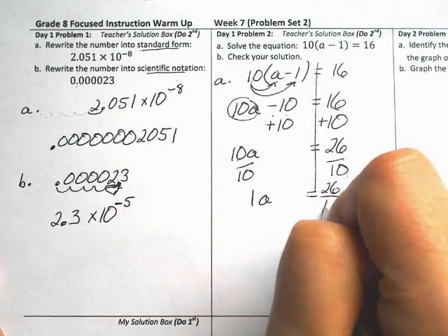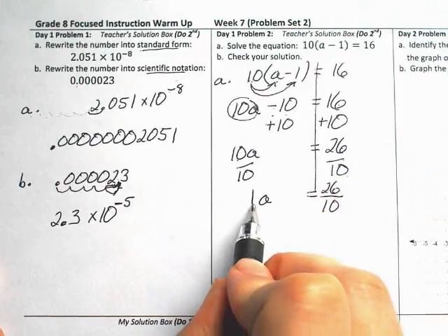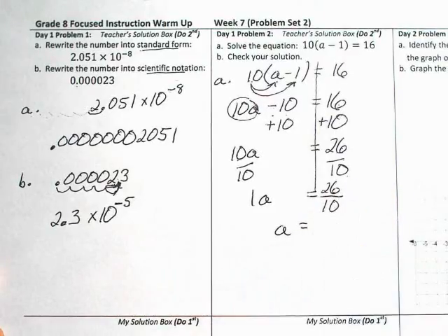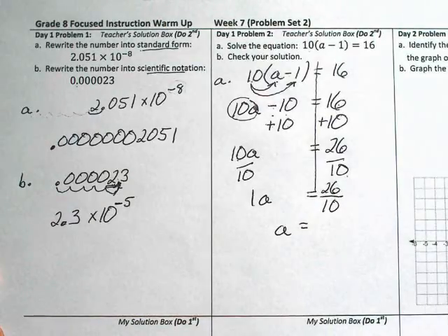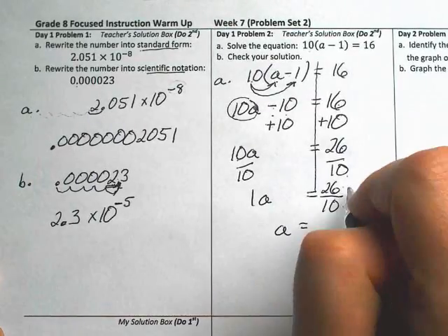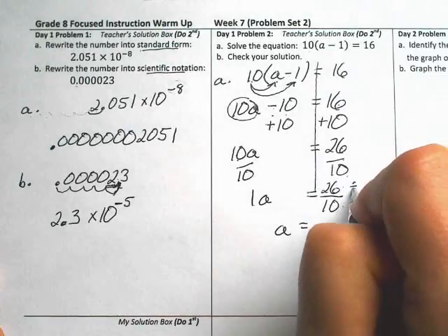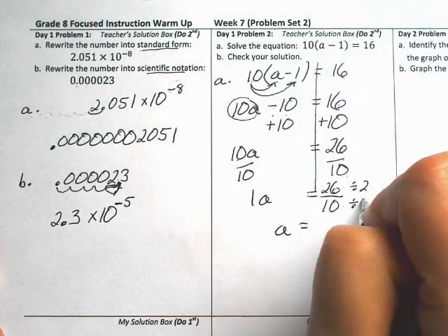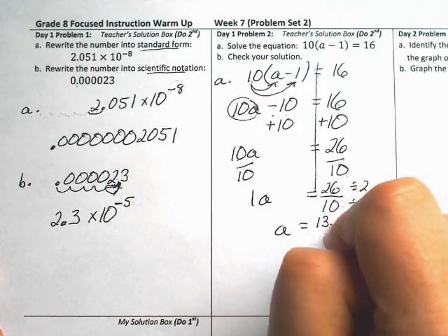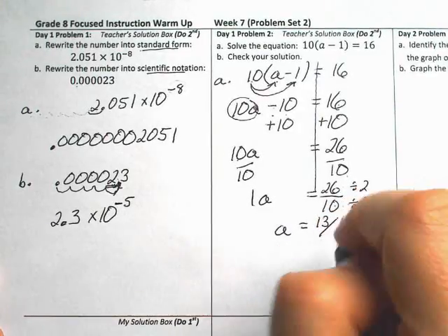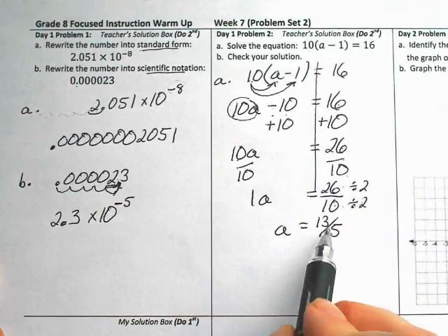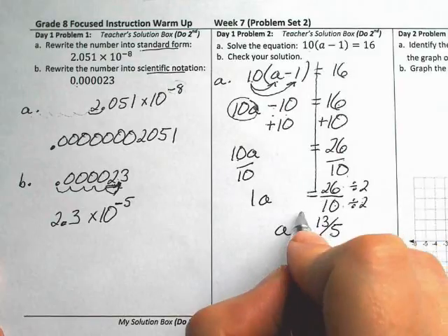26 over 10. 1a is the same thing as a, equals 26 tenths. 26 tenths is a reducible fraction. The top and bottom are both even numbers, and so they can both be divided by 2 to reduce them to smaller numbers. 26 divided by 2 is 13, and 10 divided by 2 is 5. We think that the solution for a is the fraction 13/5.